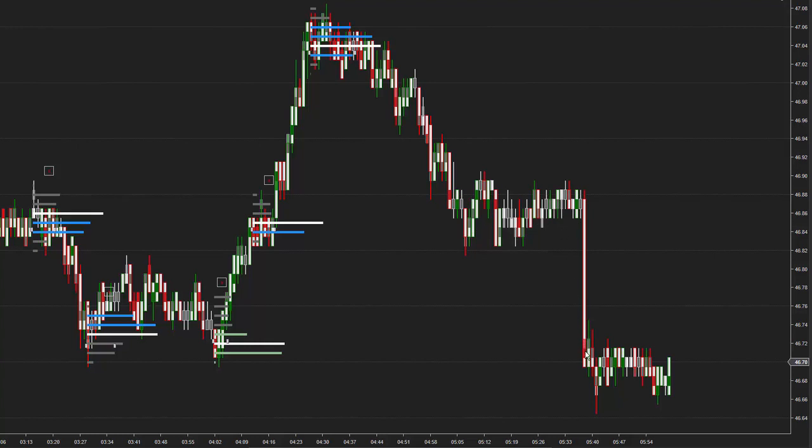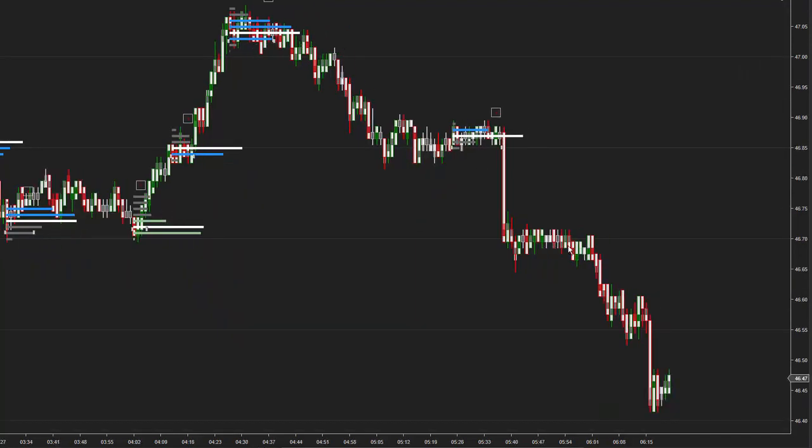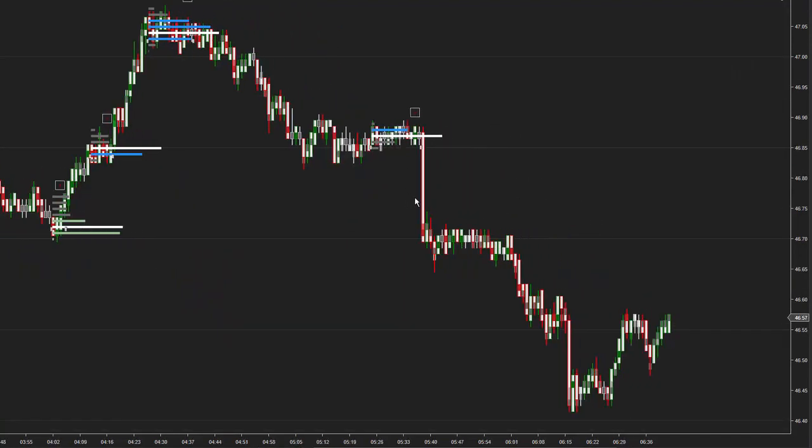Where did the first move down to? Right down into these prior lows. Then we move down a little bit lower and move sideways. Two main points here. We have the volume that took place here, and then of course we have the volume that took place after we break down.